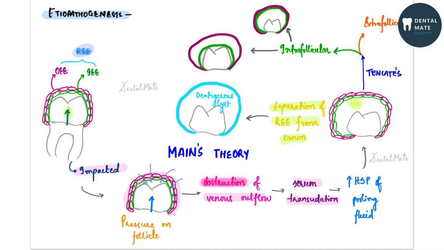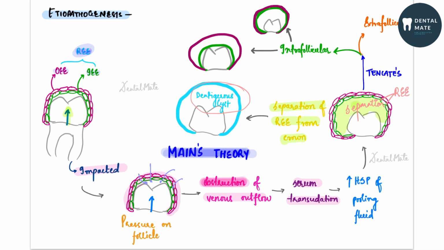See, here, this is the separation which is created between the reduced enamel epithelium and the crown. This was the reduced enamel epithelium, outer and inner layer of reduced enamel epithelium. And this is the separation which is created. So this leads to the development of what we call dentigerous cyst. This is how dentigerous cyst is formed. And this theory of formation of dentigerous cyst is known as Main's theory for the etiopathogenesis of dentigerous cyst.